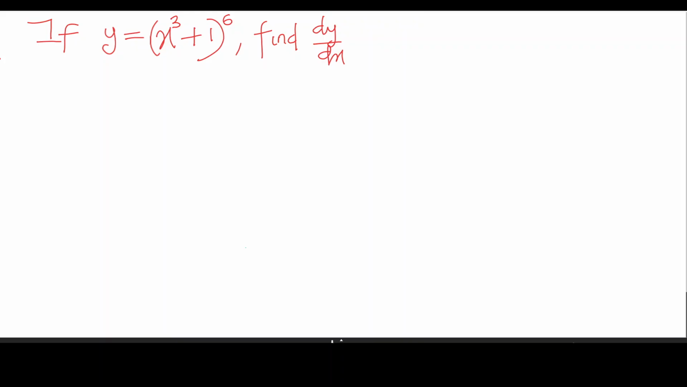So the question says, if y equals open bracket x raised to the power of 3 plus 1, then we close the bracket, all raised to the power of 6, find dy/dx. Which method are we going to be using here? We are going to be using the chain rule.